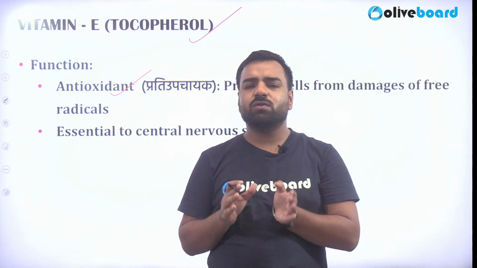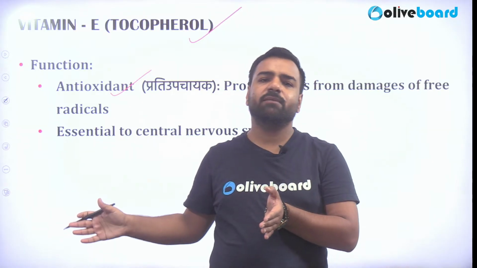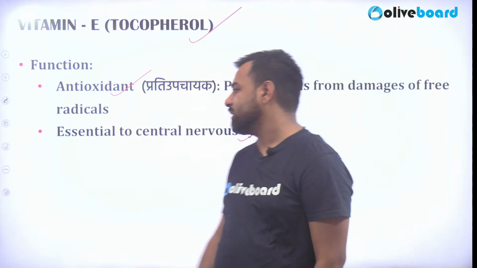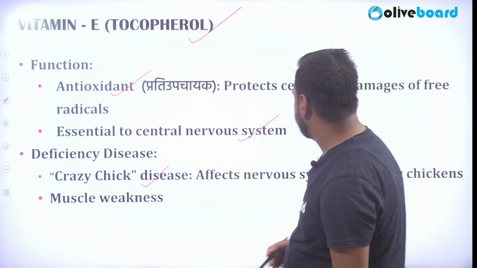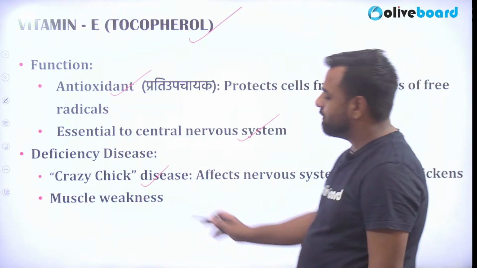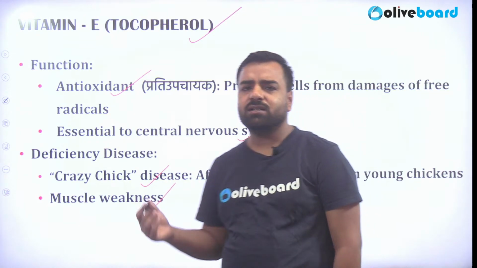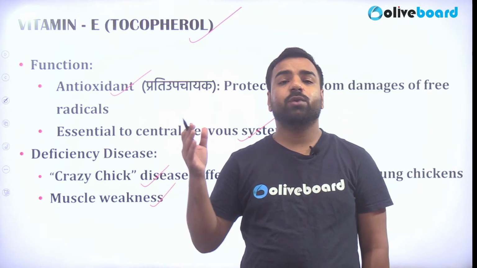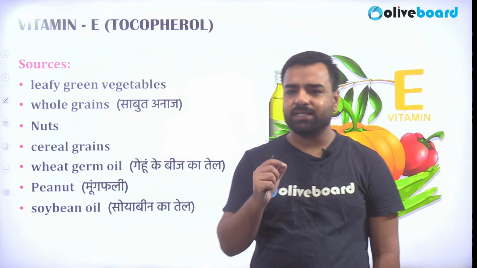So all those issues which are linked with the old age, they can be seen in the earlier stages of life as well. So yes, it includes that crazy chick disease that affects the nervous system in the young chickens, muscle weakness and wrinkles. All these are the issues that are caused because of lack of vitamin E. So what you can do? You can go for dry fruits. That is the best part.